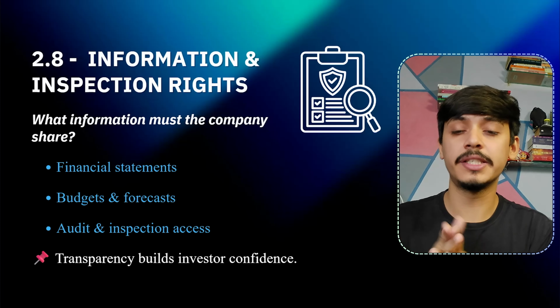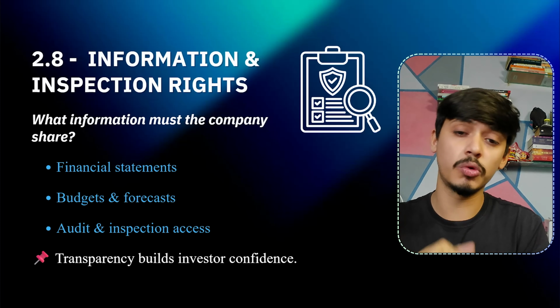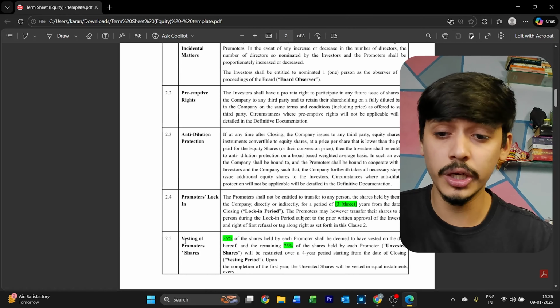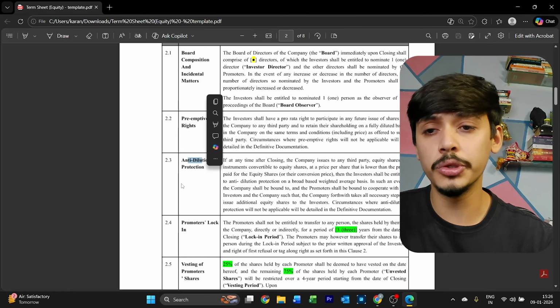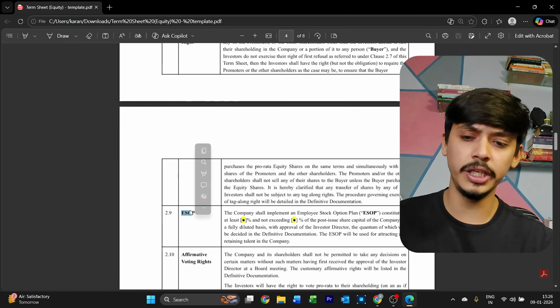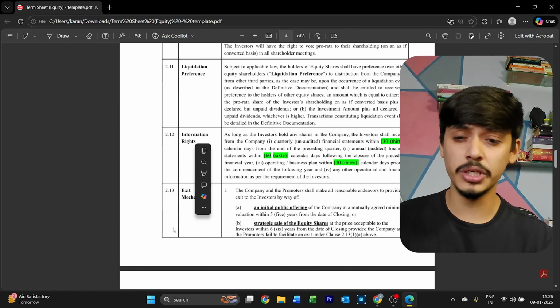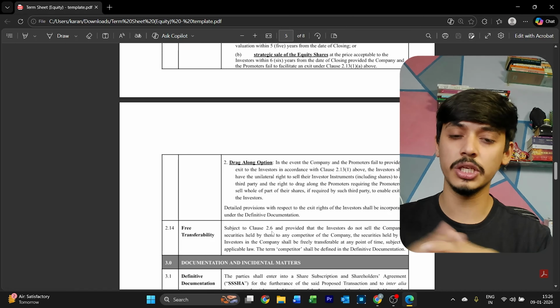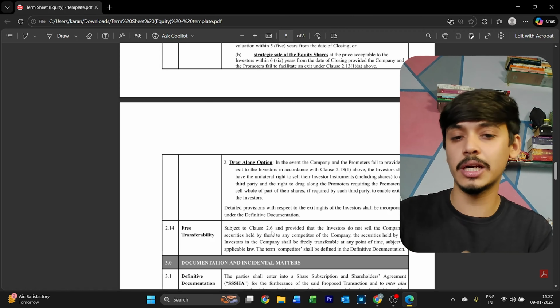So that way we complete section 2 of the entire term sheet, which was around key considerations, and a lot of discussions take place on the promoter lock-in, on vesting of the shares, on anti-dilution protection, on the exit mechanism, on ESOPs, on the voting rights information that has to be transferred. So it is a section which will have a lot of discussion that takes place between the investor, client, and investment bankers.